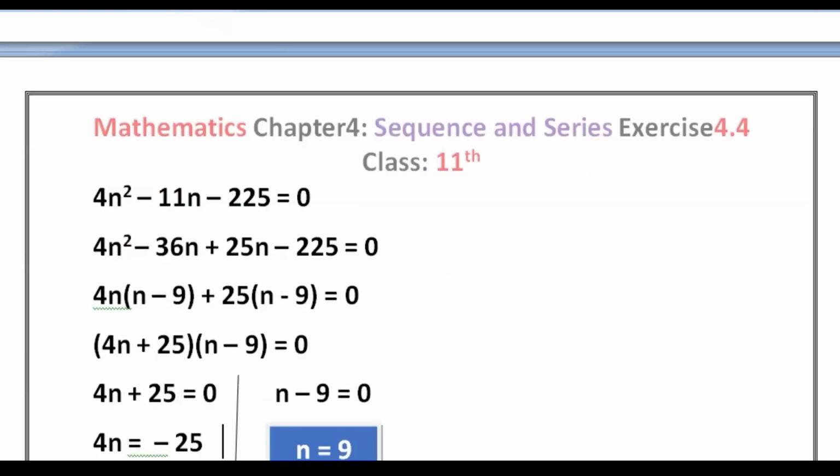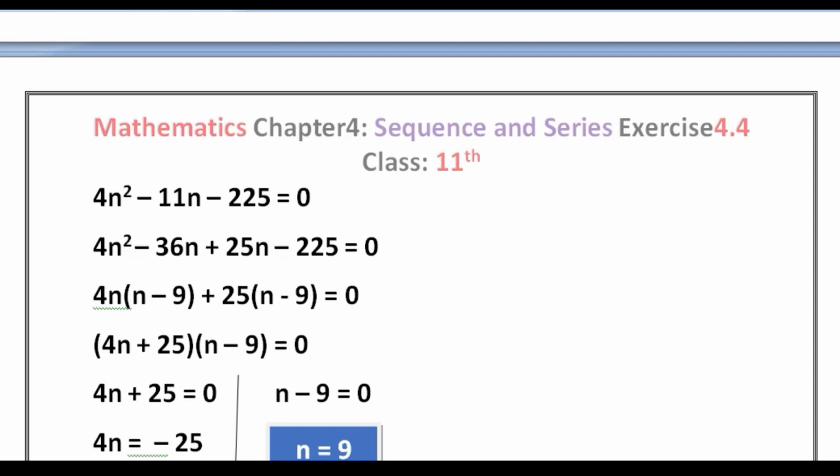4n square minus 11n minus 225 equal to 0. So dear students, 225 multiplied by 4 is equal to 900. 36 multiplied by 25 is equal to 900. So we can also write minus 11 in the form of minus 36 plus 25, which are the factors of minus 11n. So 4n square minus 36n plus 25n minus 225 is equal to 0.